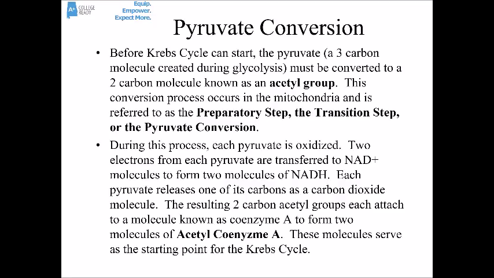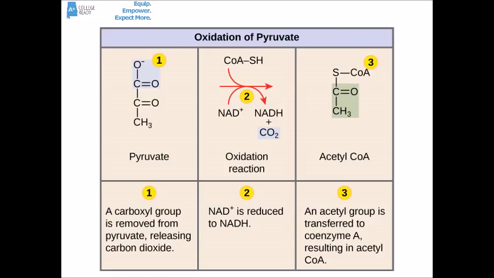So even though the pyruvate conversion isn't considered a step, a phase maybe, it's a short process that occurs between glycolysis and the Krebs cycle. It converts the 3-carbon pyruvates to 2-carbon acetyl groups so that the Krebs cycle can start with a 2-carbon acetyl group. This diagram sort of shows that happening.